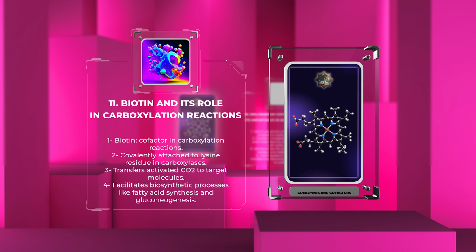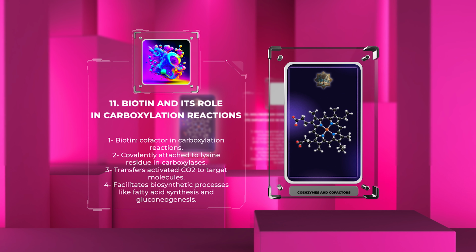An example of a carboxylation reaction involving biotin is the conversion of pyruvate to oxaloacetate by the enzyme pyruvate carboxylase. Biotin's flexible linker allows the transfer of the carboxyl group between distinct active sites within the enzyme, promoting the overall reaction. By acting as a carrier of carboxyl groups, biotin facilitates essential biosynthetic processes, including fatty acid synthesis, gluconeogenesis, and amino acid metabolism.